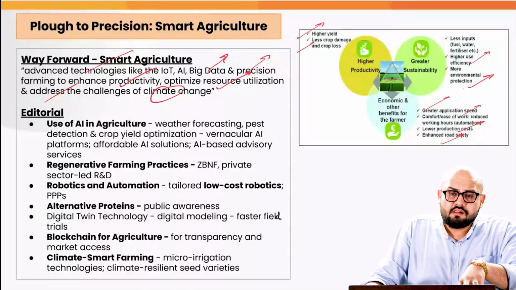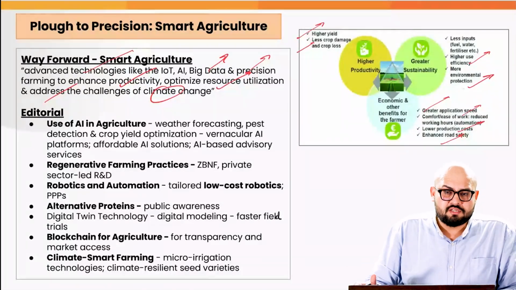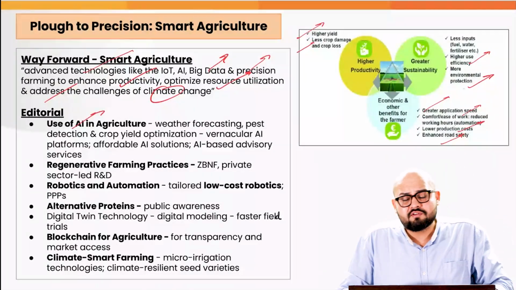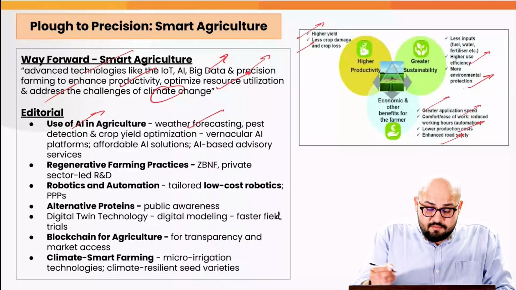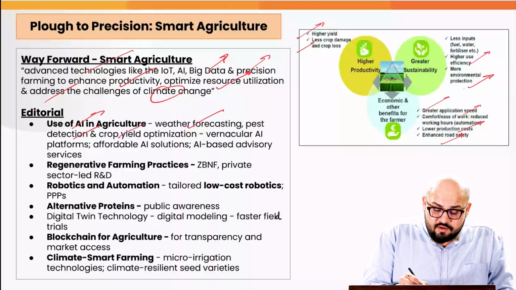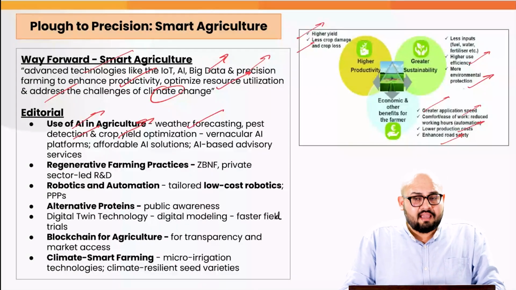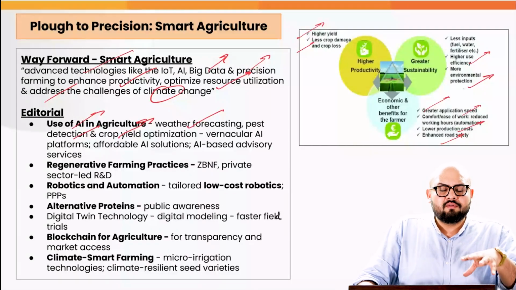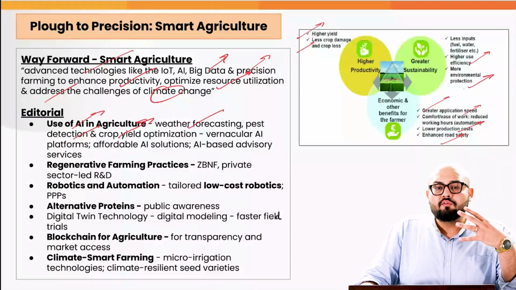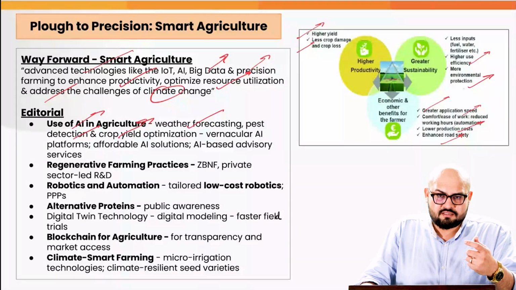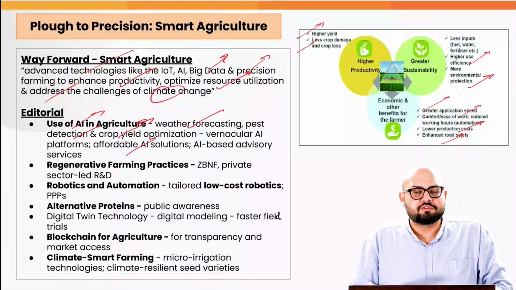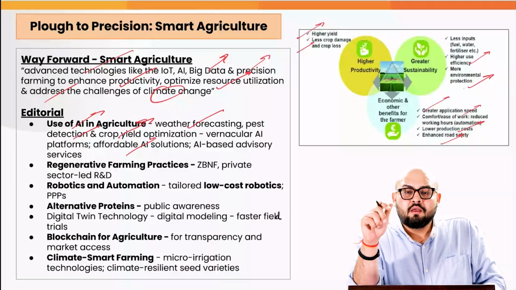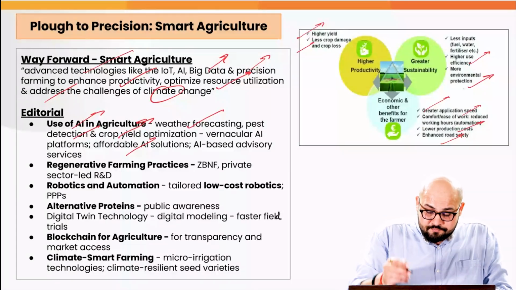Now, what the editorial says is that we should use different technologies. The very first is use of artificial intelligence in agriculture. It can be used for weather forecasting, for pest detection, and for enhancing the crop yield, right? Again, what the author is trying to say is we have to go for those AI platforms which are vernacular based, in the local languages. And again, we have to think about affordable AI solutions. We have to make those products which even the small farmers can afford, right?